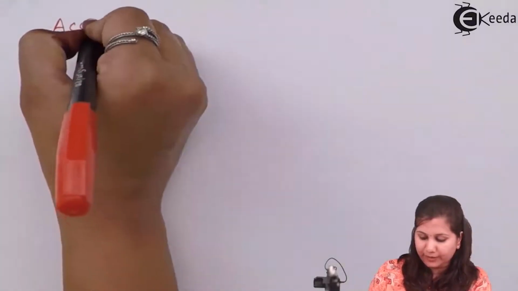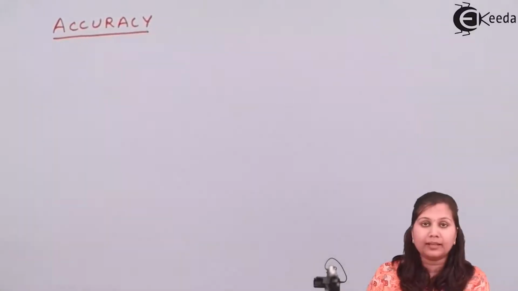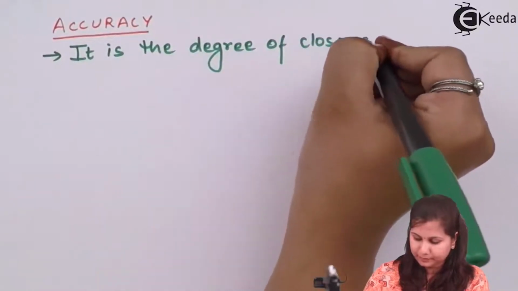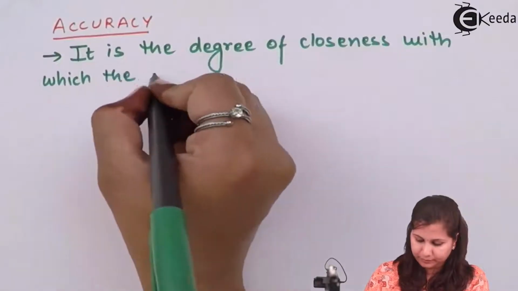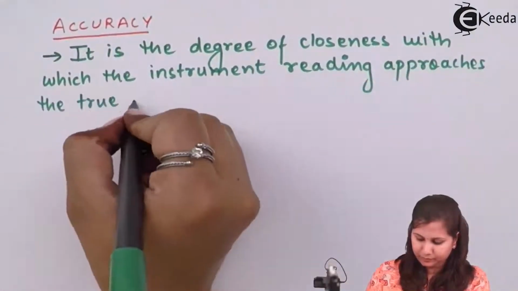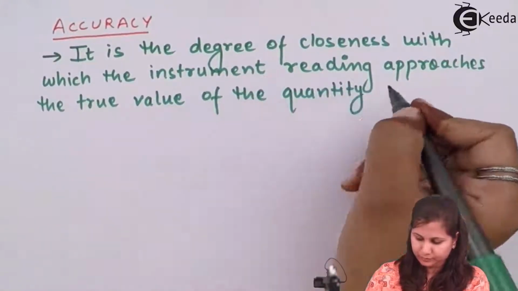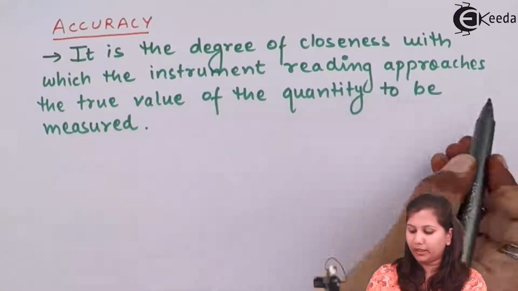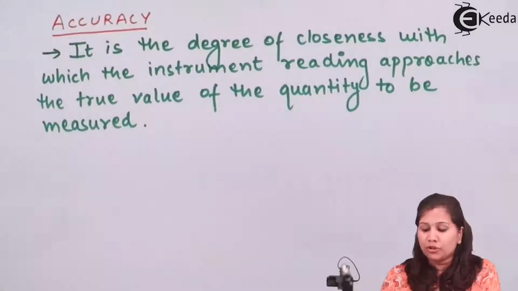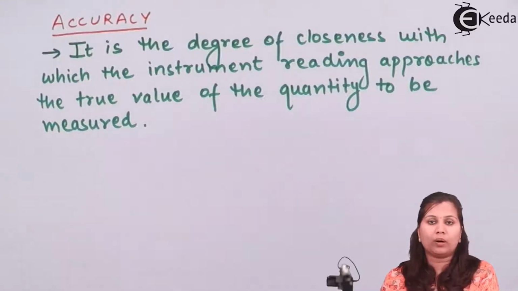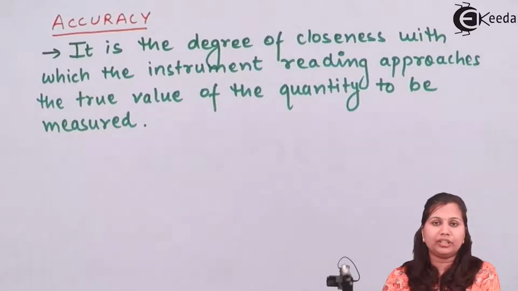First characteristic is accuracy. Accuracy is defined as the degree of closeness with which the instrument reading approaches the true value of the quantity to be measured. So, let's take an example: if the actual value of the resistance we want to measure is 100 ohms, and when we are measuring, one user is getting 101, another is getting 102, another is getting 103, 102.4.